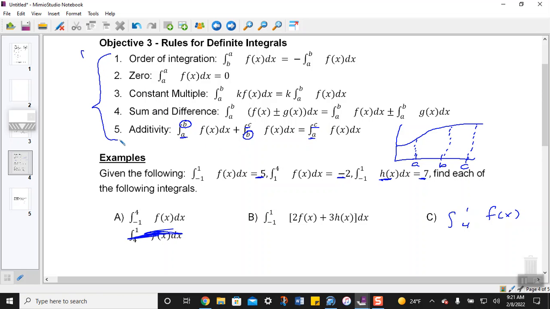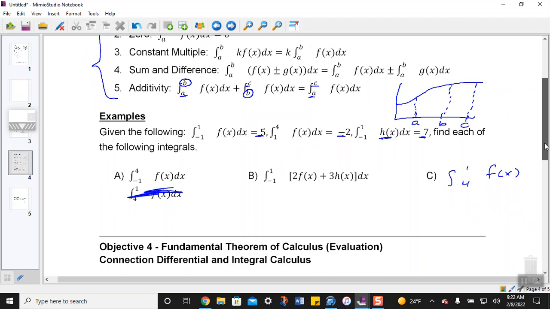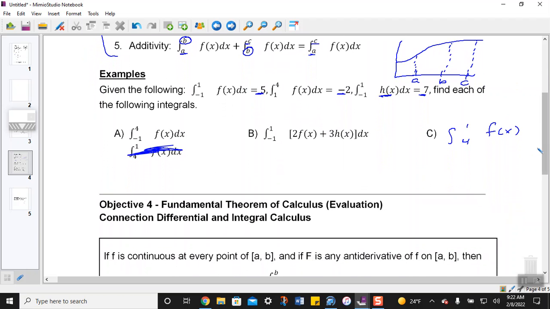So take a look at the first one. We're doing the integral from -1 to 4 of f of x dx. Any ideas on that one? Wouldn't it just be like 5 plus -2? How are you getting 5 plus -2 there, Ellie? Because you have the 4 to 1 plus the 1 to -1. So you're telling me we're doing -1 to 4 totally, and you're telling me we know the -1 to 1 already, right? Yeah.